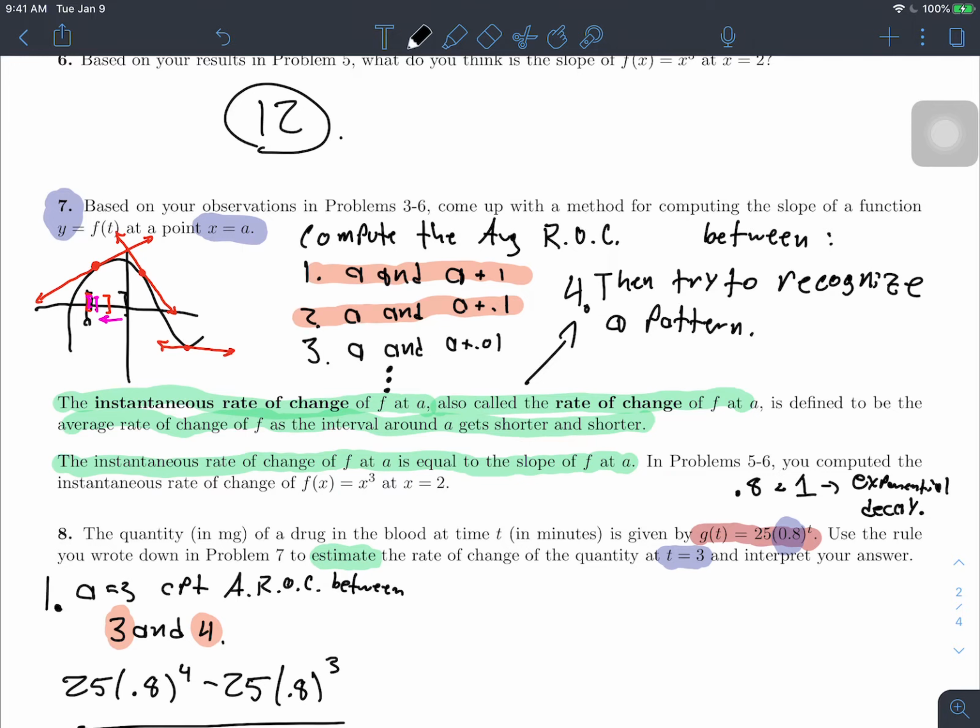We could have used, for example, different numbers in 1, 2, and 3, just as long as we're getting closer and closer. Or we could have done a minus 1 and a minus 0.1, a minus 0.01. That's also getting closer and closer. That would have been all right as well. So it's not the unique way of doing a problem like this, but for now, until we learn how to use derivatives, this is the ultimate way to compute the instantaneous rate of change. Does that answer your question?